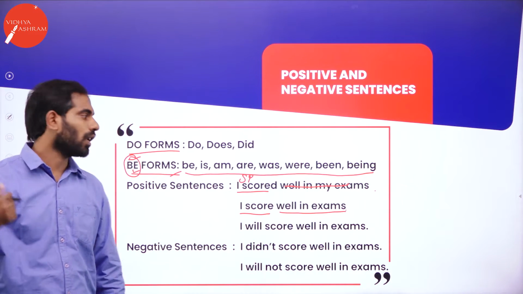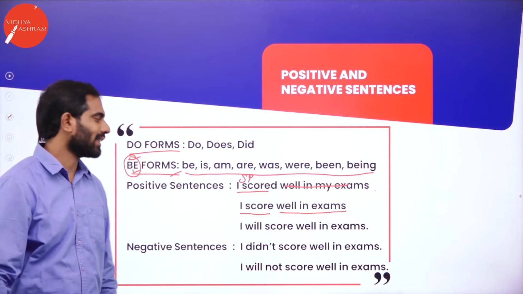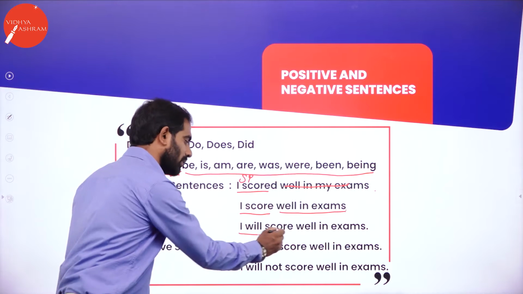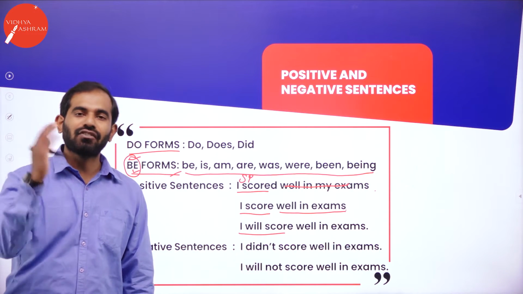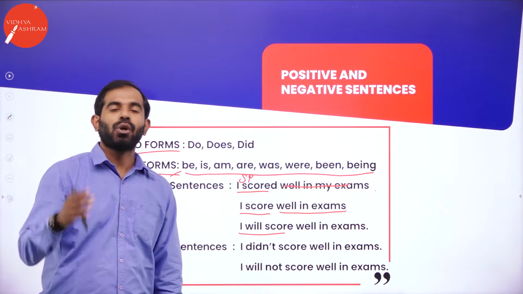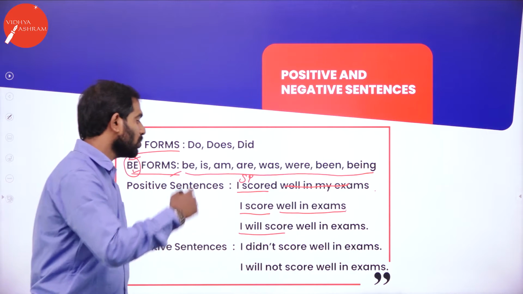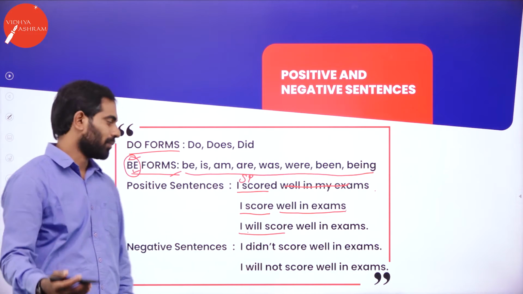I have already scored. I score well in exams. I still do. I am still scoring well in exams. I will score well in exams. It will indicate, though you cannot score well in exams, you have the capability of learning, of understanding, of scoring. So you are assuring somebody that you are going to score well in upcoming exams.